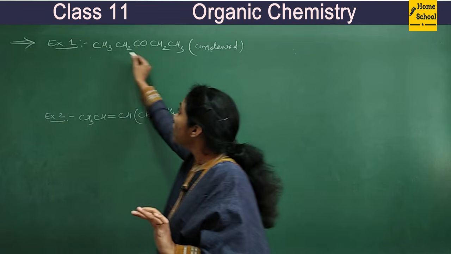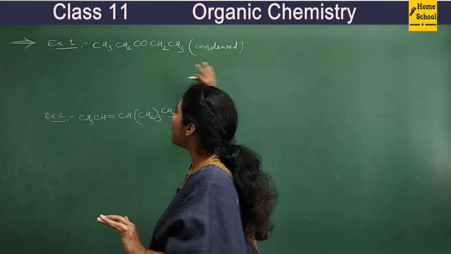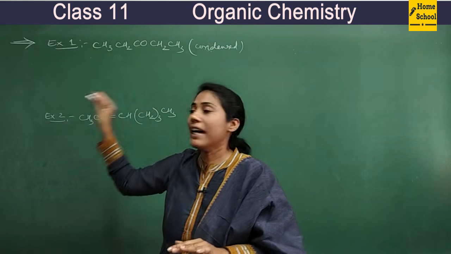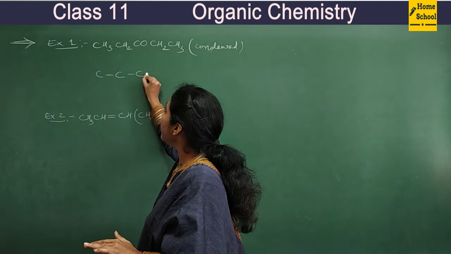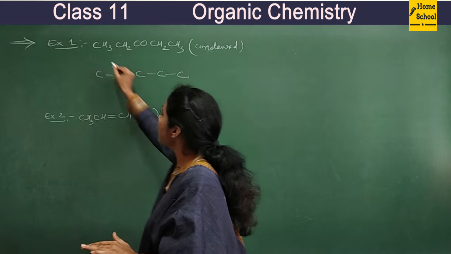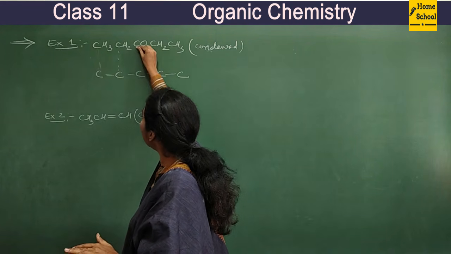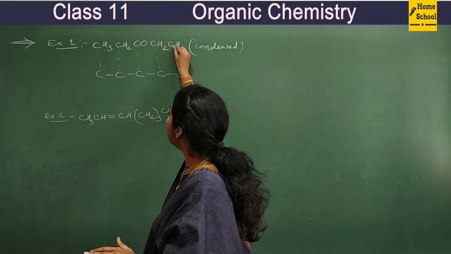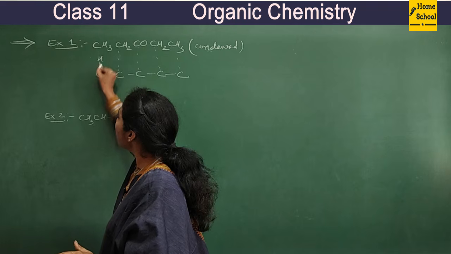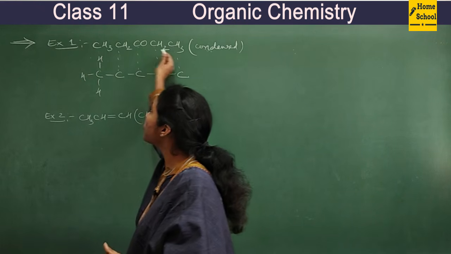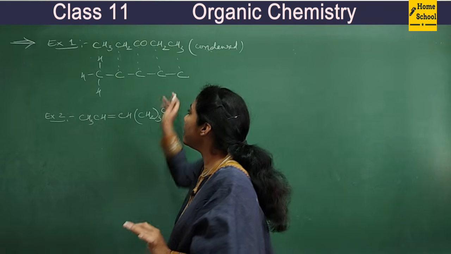So don't worry. Just count the carbon atoms: 1, 2, 3, 4, 5. All the 5 carbons are connected in a line. So put those carbons first with the bonds. This is your first carbon, this is your second carbon, this is your third carbon, this is your fourth carbon, this is your fifth carbon. You see the first carbon has 3 hydrogens, 1, 2, 3, all single bonds only. If there were double bonds, they would definitely mention it. Fine, all single bonds.